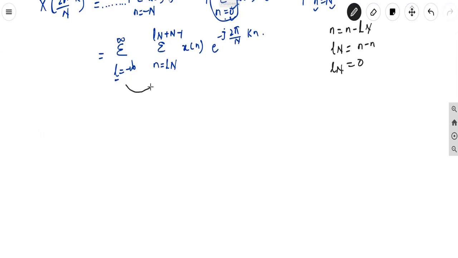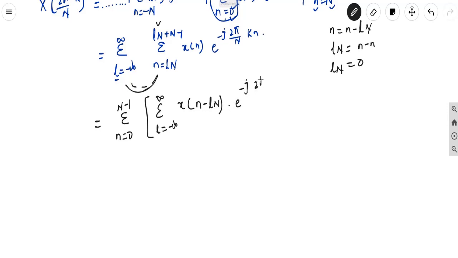and I'm going to interchange this summation. If I interchange this summation, this becomes n is equal to 0 to N minus 1, open the bracket, summation L is equal to minus infinity to plus infinity. See, n we have taken as n minus LN. So into e to the power of minus j 2 pi by N k into n minus LN. Correct? Okay, so this is the equation. Now what will I do? I'll expand this equation.